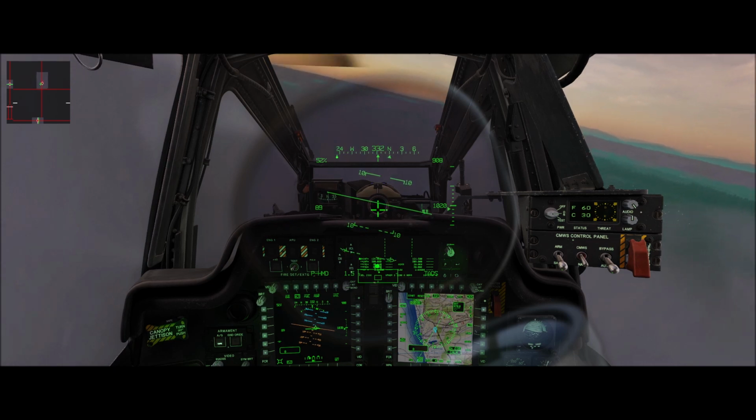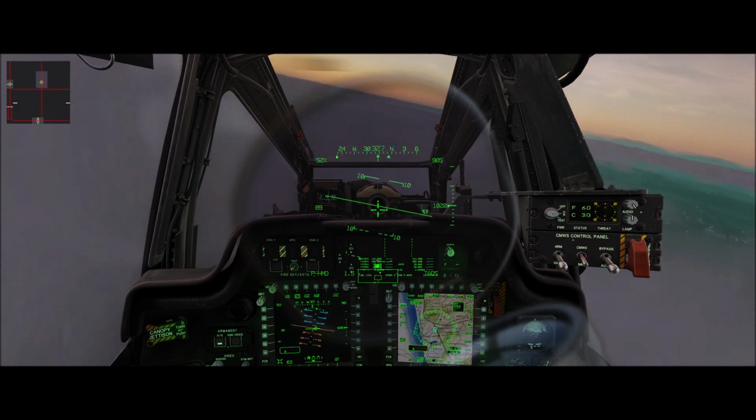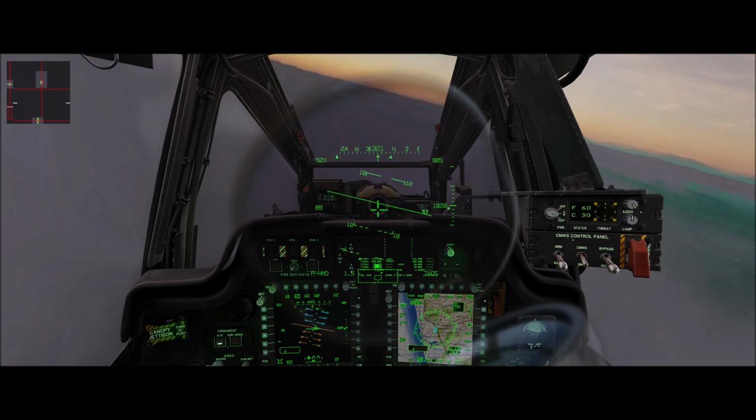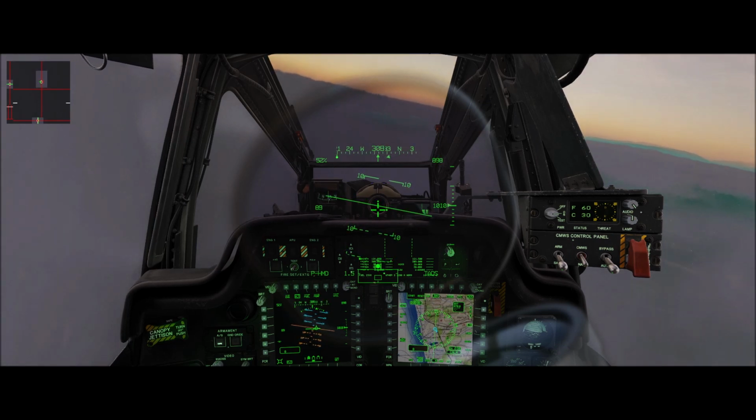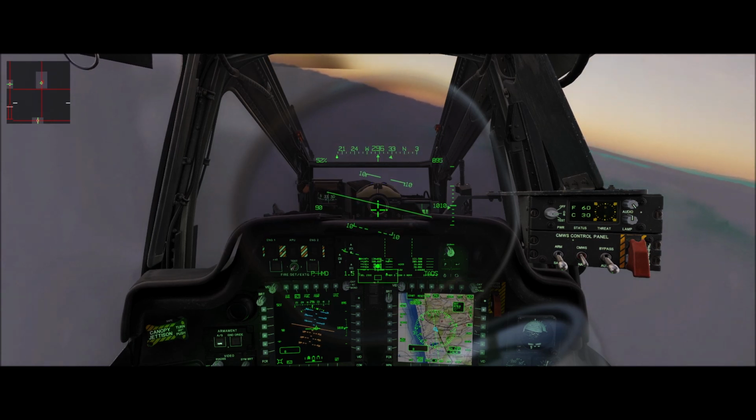So once we cross over the station, now we want to enter into our left-hand standard rate turn to an outbound heading of 250 degrees, which is the reciprocal of our inbound heading of 070, which is our runway heading for Kobuleti.